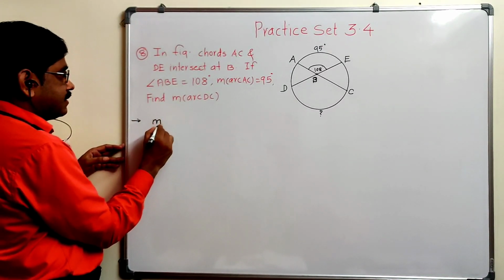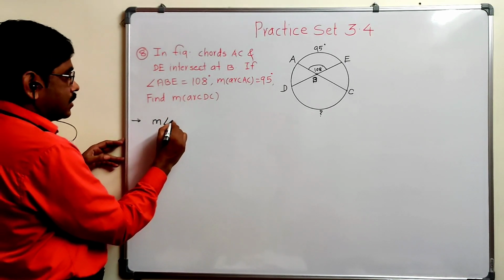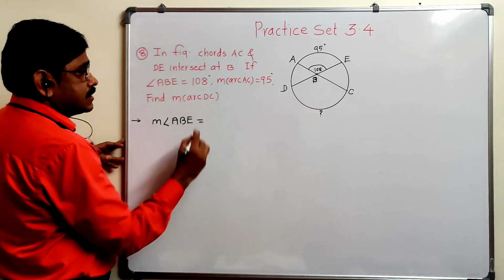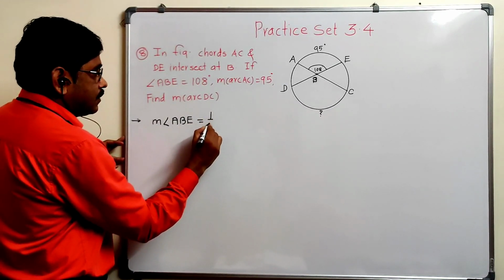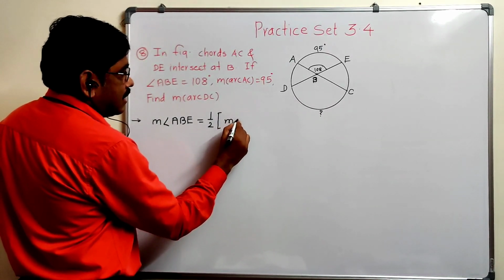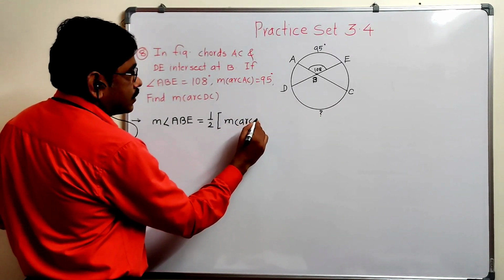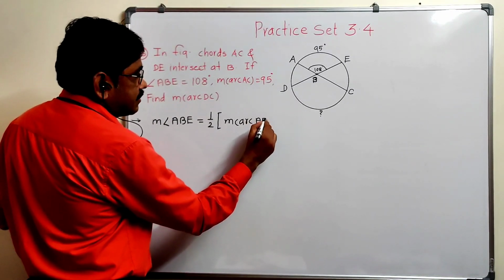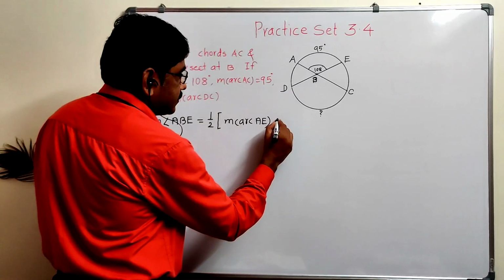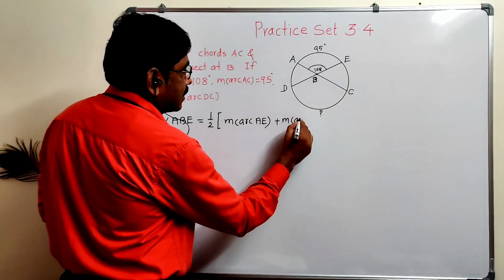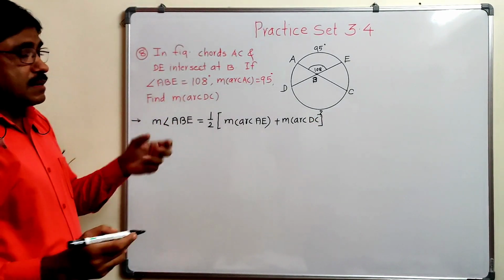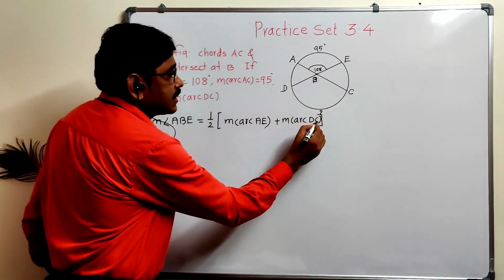Measure of angle ABE equals half into bracket major arc AE, that means the arc intercepted by angle ABE, plus major arc DC, the arc intercepted by its vertically opposite angle.